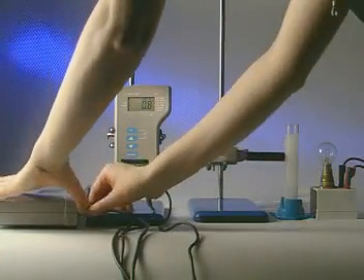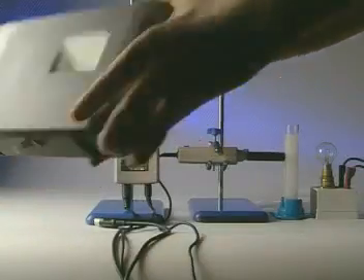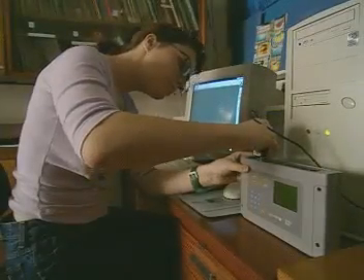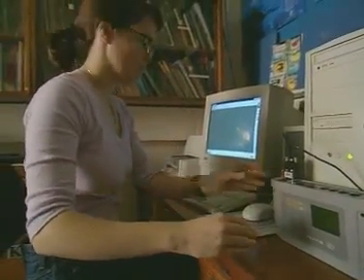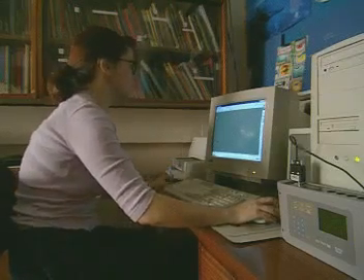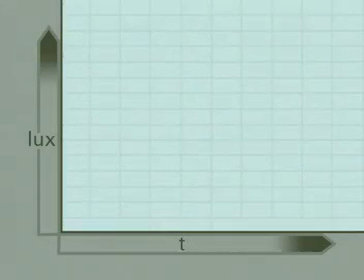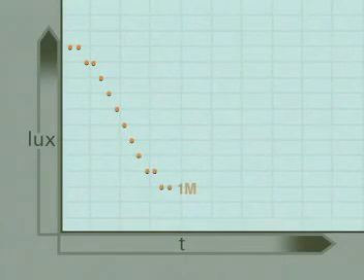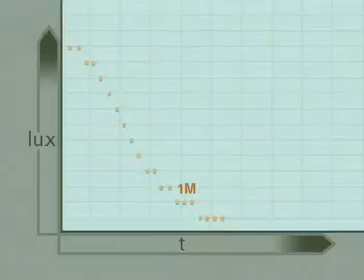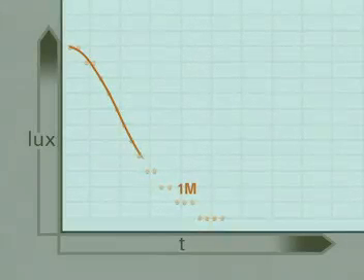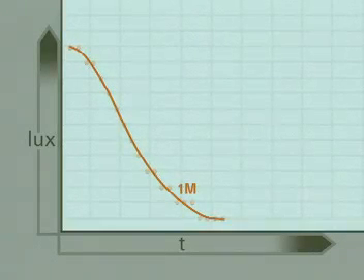A data logger captures all this information. Attach it to a computer and the results are represented graphically. The amount of light passing through is plotted against time. It produces a curve that eventually levels off when no more light is able to pass through the cloudy sulfur.